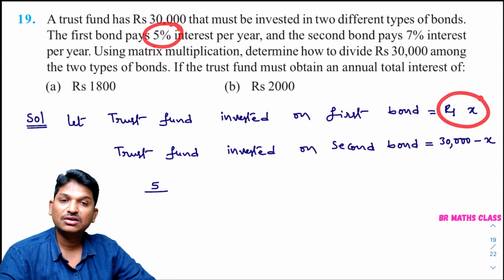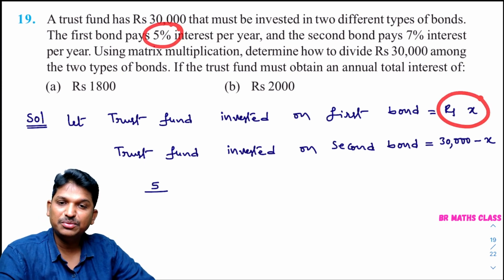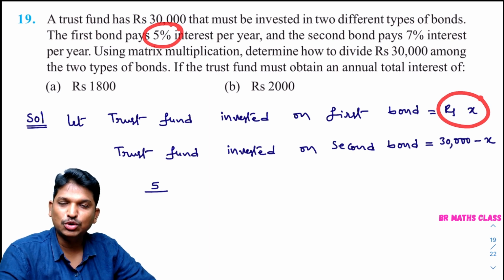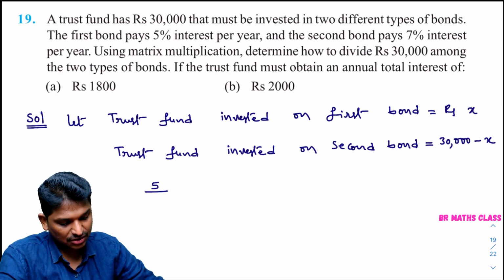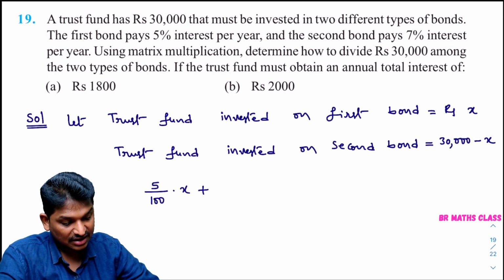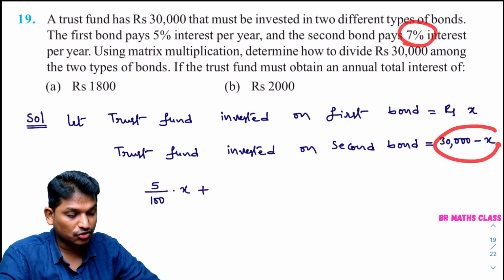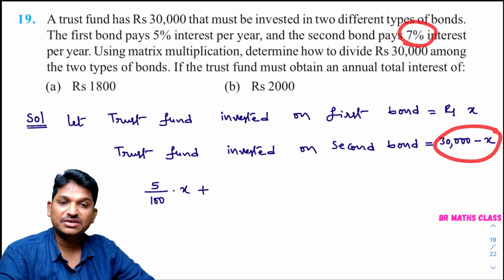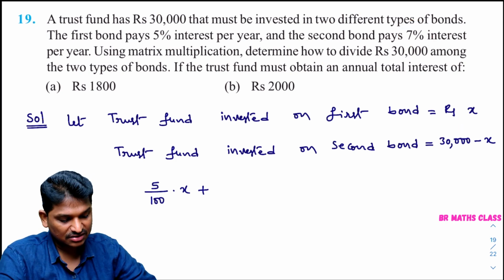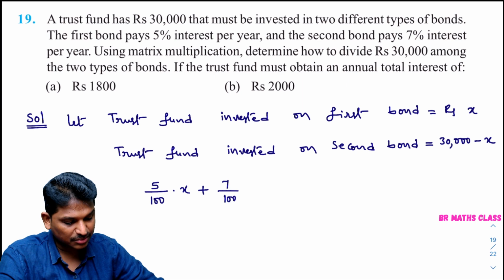5% of x is what? 5% of x means 5 by 100 into x. We know these things, right? 5% of x is 5 by 100 into x plus 7% of this amount. 7% of this amount is what? 7% of this amount is 7 by 100 into 30,000 minus x.